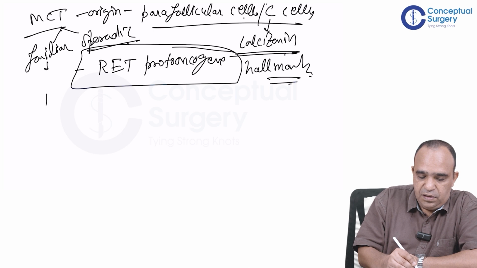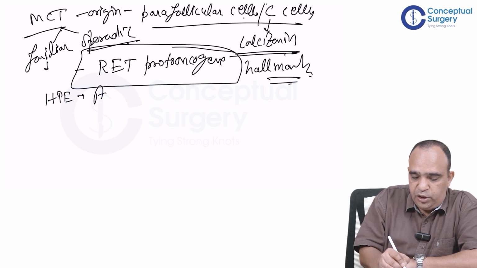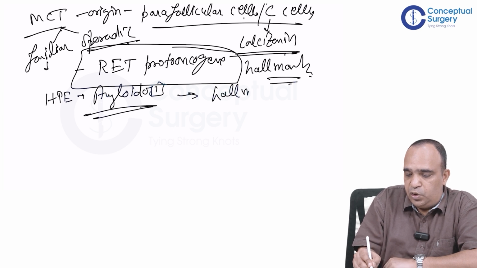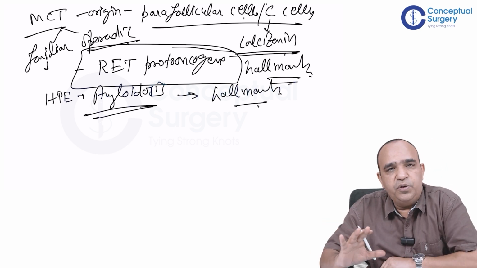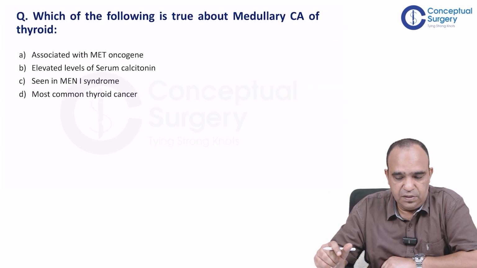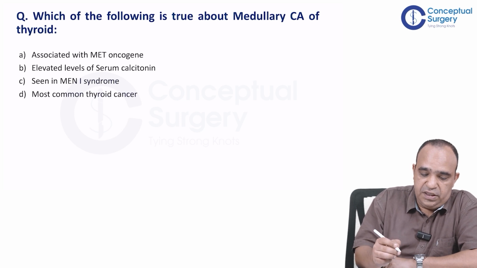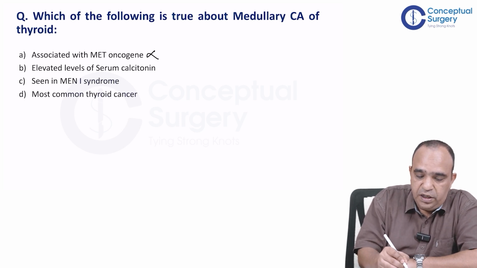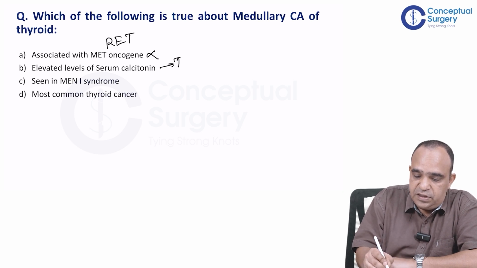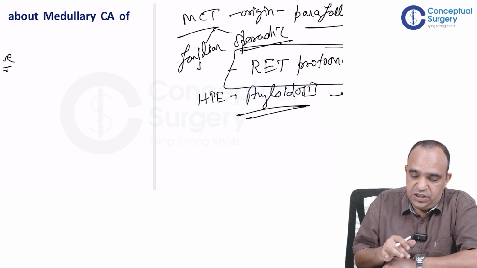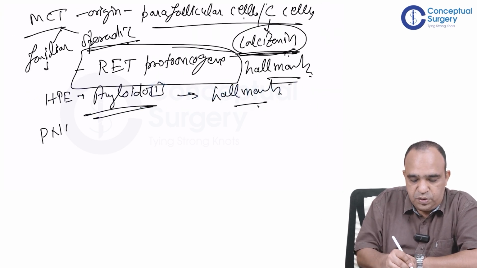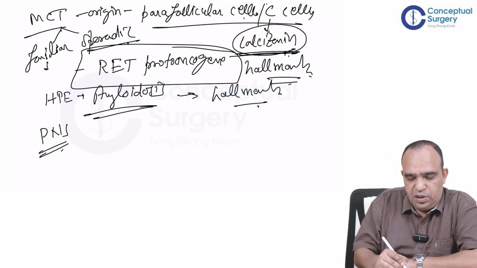Then histopathology, amyloidosis. Deposition of amyloid, that's another hallmark. Important points I am telling you. Okay? Let us see the questions now. Which of the following is true? Associated with MET oncogene? No, it is not MET, it is RET. Elevated levels of serum calcitonin? Yes, true. Now, not just the calcitonin, it also produces other hormones, paraneoplastic syndromes, right?